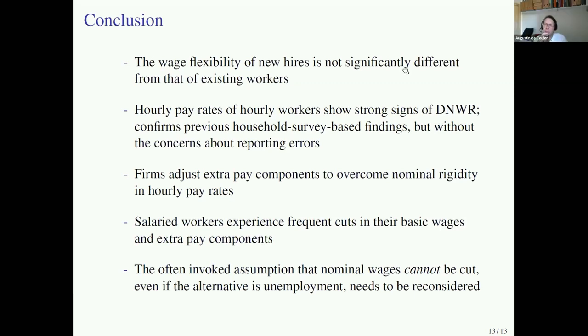Do you find evidence of that happening differently across more unionized sectors or less unionized sectors? We did look into the heterogeneity by union in terms of the nominal wage changes. We did find a suggestion of slightly more rigidity in unionized sectors, jobs covered by a collective agreement. But you still find a lot of earnings cuts and basic wage cuts.